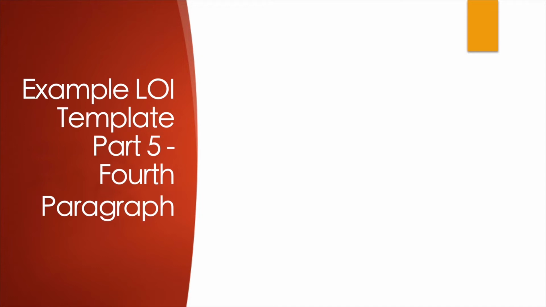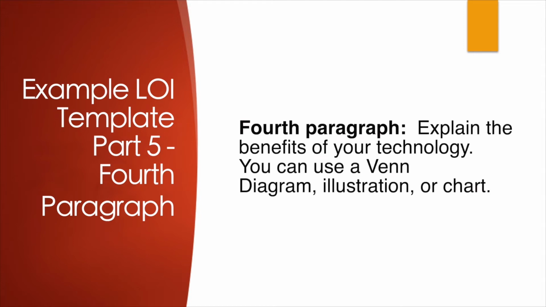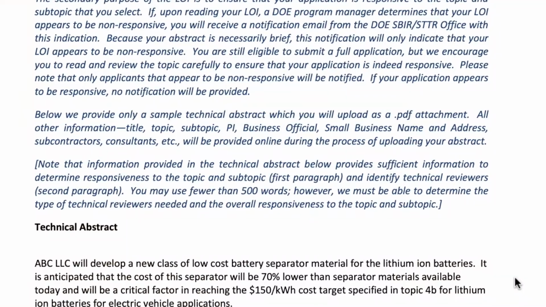Part 5 of the letter of intent, which is actually the 4th paragraph. Well, you want to explain the benefits of your technology and the potential for commercialization. You can use a Venn diagram, illustrations, or charts to further explain your point. This section sometimes is anywhere between 4 to 8 sentences.